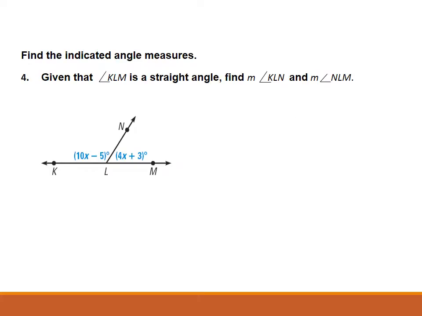Now on this one, you're going to do on your own. I want you to find the measure KLN and measurement angle NLM. Now notice they do not give us what the whole angle equals, but you should know now what a straight angle equals. So measurement angle KLM equals a degree. Take a moment, pause the slide, see if you can do this on your own. If not, wait for me, I will do it with you.